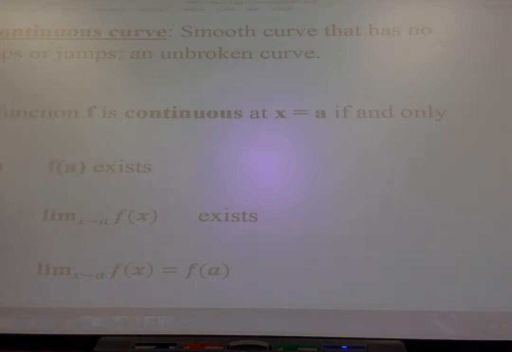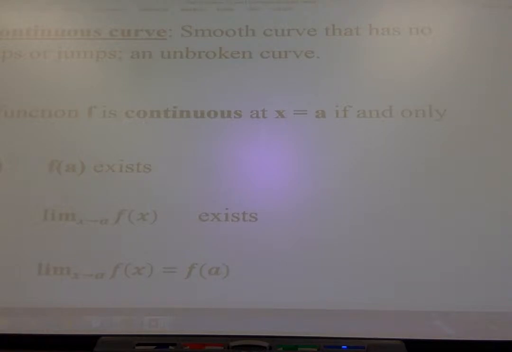If f of a exists, so if you plug in a in your function and you get an answer, check, done. The limit as x approaches that number a exists. Can I find the limit as x approaches a? We'll find it. And are those two equal? That's the third condition. Is that equal to that? Those are easy, aren't they? What's f of a? What's the limit? And are they equal? Check, check, check. Yes, it's continuous at that point. Okay?